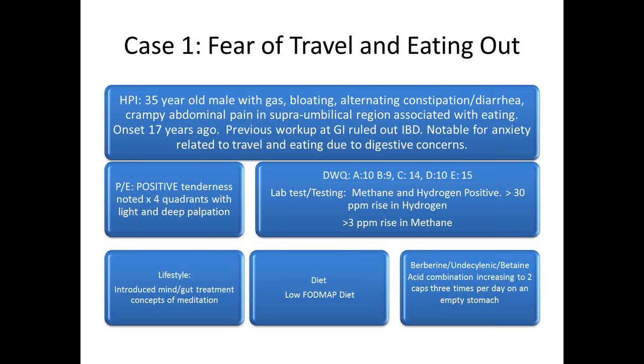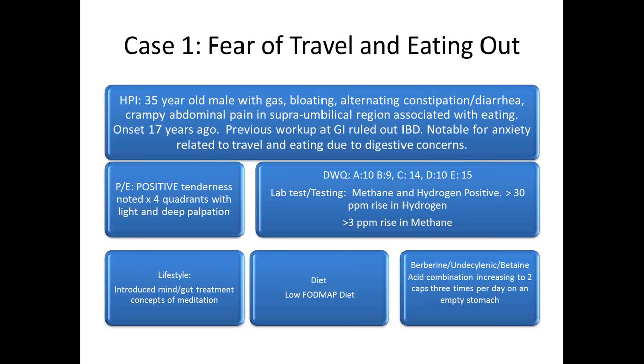Okay, so these are some of the cases that I've chosen. This first case was chosen because it's more of a straightforward case, but it was really a good example of a patient who was compliant, and through naturopathic approaches, he felt a whole lot better.